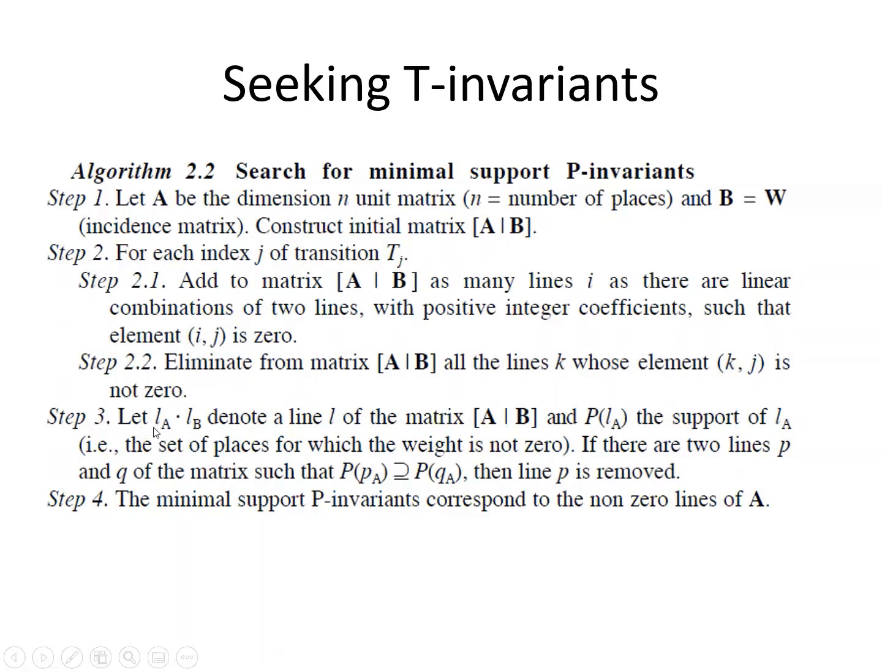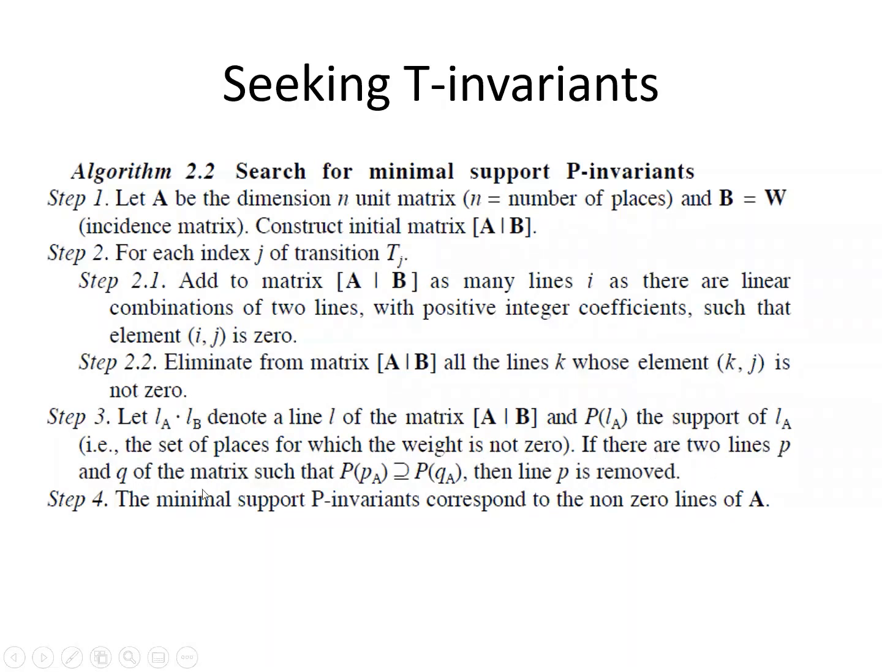In step 3, let (LA, LB) denote a line L of the final matrix AB. And PL of A is the support of LA, that is the set of places for which the weight is not 0.